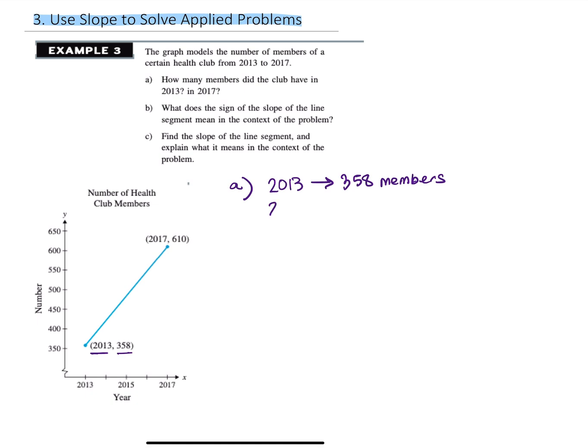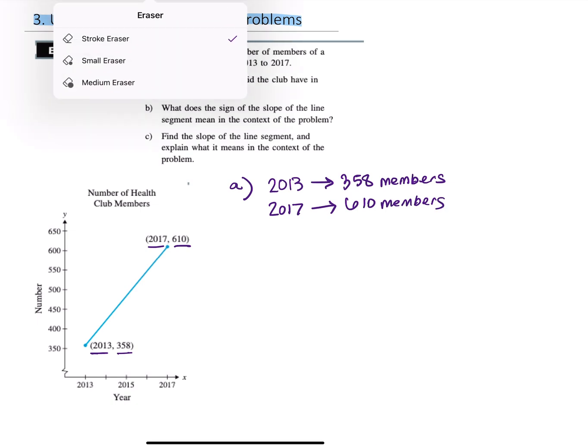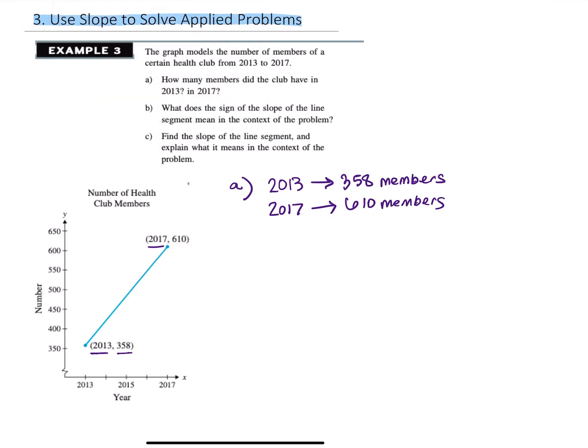And then in 2017, there were 610 members. So the membership definitely grew. Almost doubled.